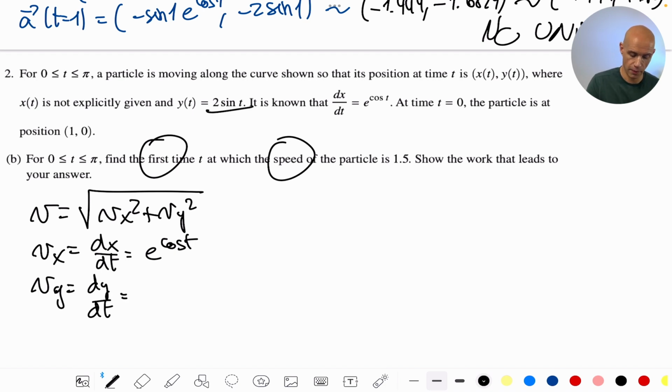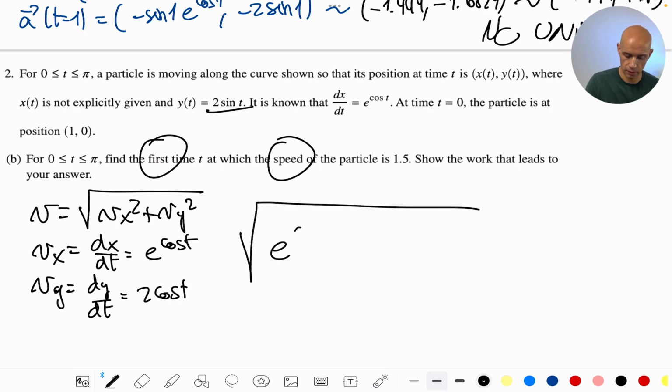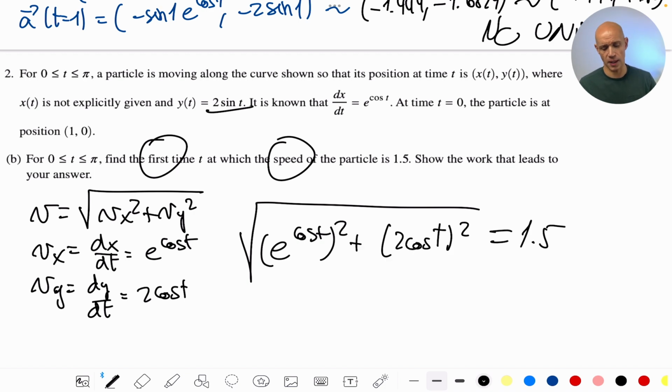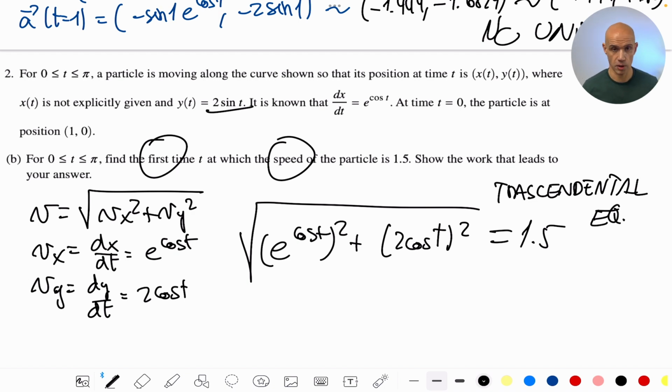That one we have here, 2 cosine of t. So let's write all this monster here, the square root of the sum of the squares, and we want this to be 1.5. And find the first time. Of course, this is a transcendental equation, and we cannot solve it with our standard methods, even if you try to square and rearrange things. That's nice, and it maybe simplifies some numerical calculations or approximations. But right now, we are just going to use Desmos or your graphing calculator, and that's it.